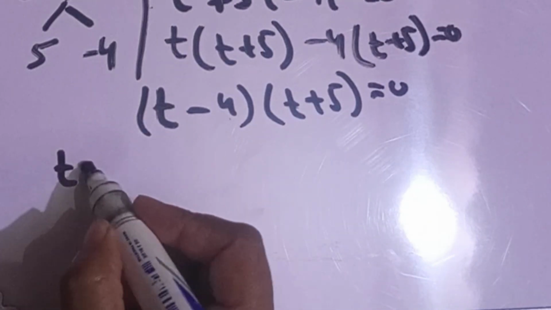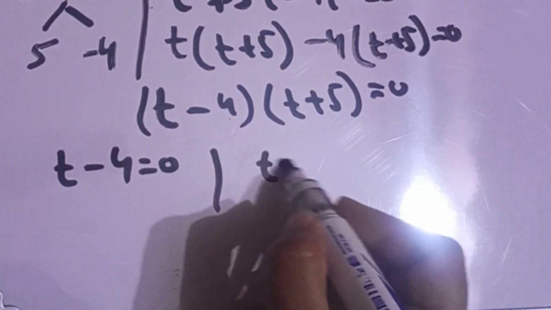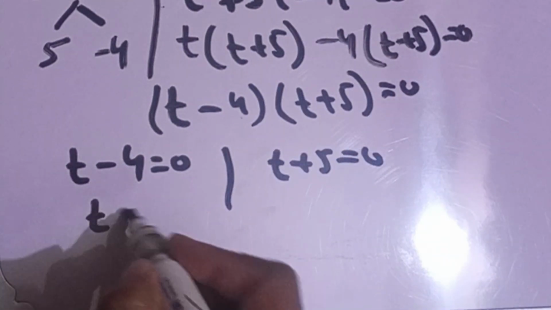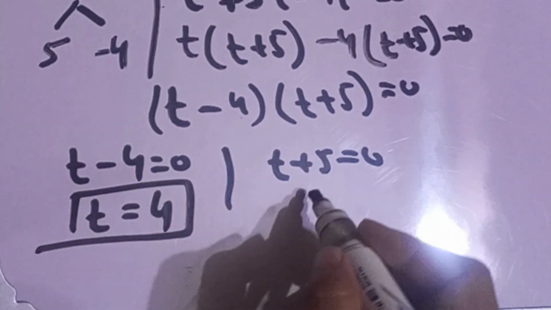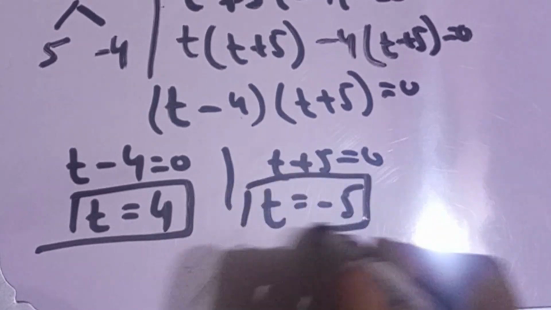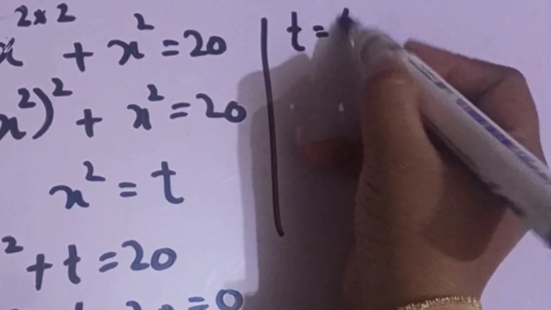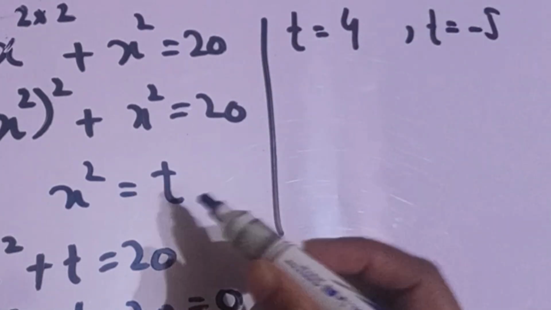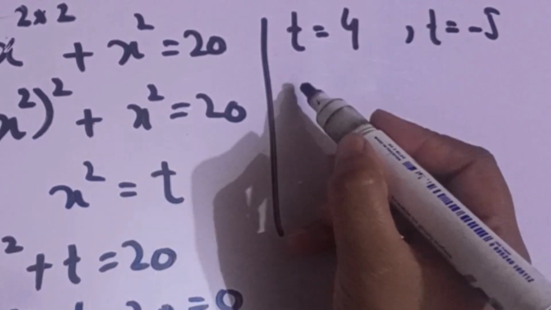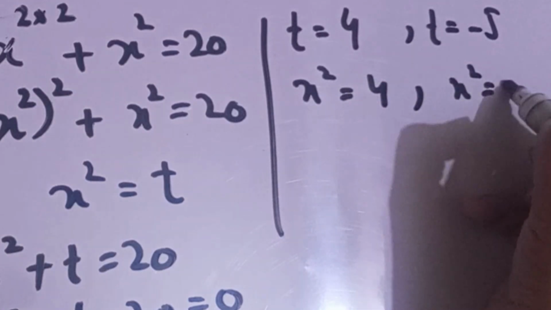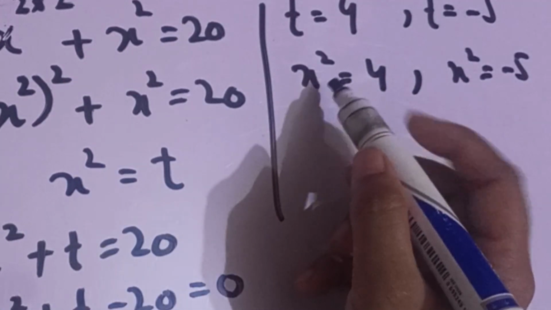So this implies one of them must be equal to 0. So we write t minus 4 is equal to 0, or t plus 5 is equal to 0. Look at this. Add 4 on both sides, then we get t is equal to 4. And subtract 5 on both sides, then we get t is equal to minus 5. Thus we get the two values of t. First is 4, and the second value is t is equal to minus 5. And we let t be equal to x square. So we have x square is equal to 4, and x square is equal to minus 5.